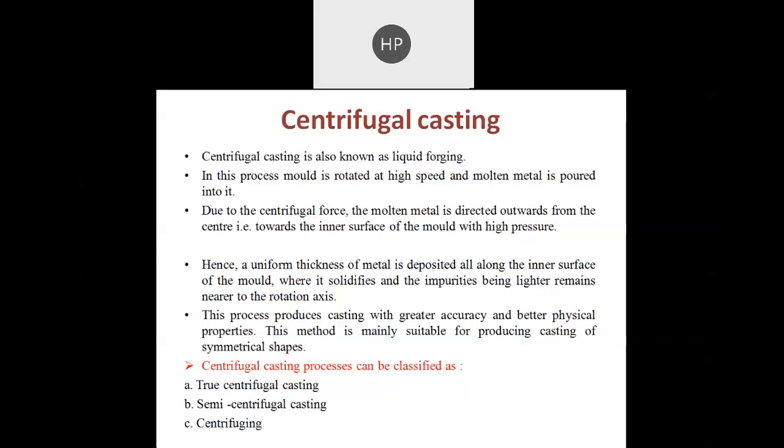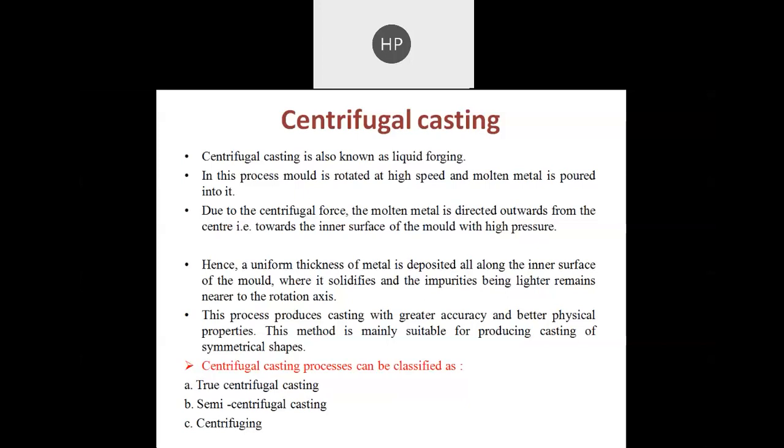So in this lecture we are going to discuss one more classification of a casting process, and that is known as centrifugal casting. Centrifugal casting. So from the name it is easy to understand that it will work on the principle of centrifugal force, because generally you have studied about the centrifugal force.